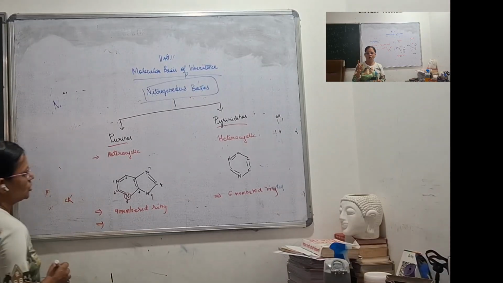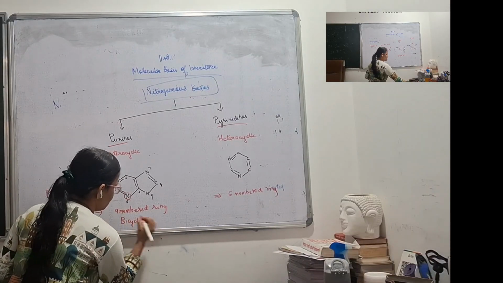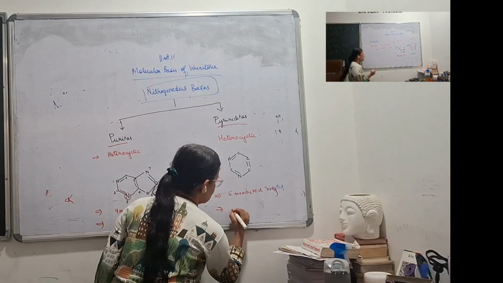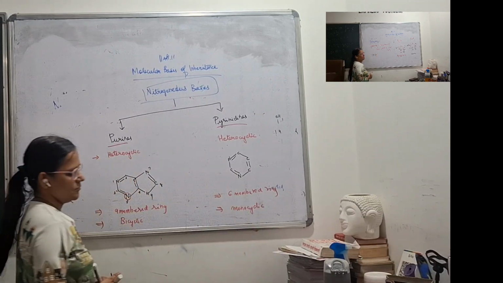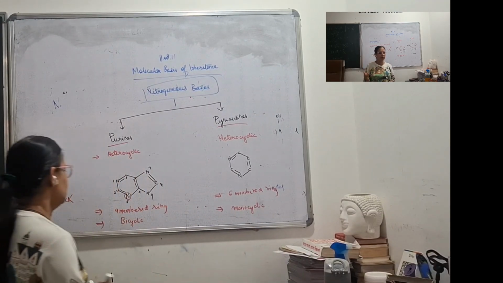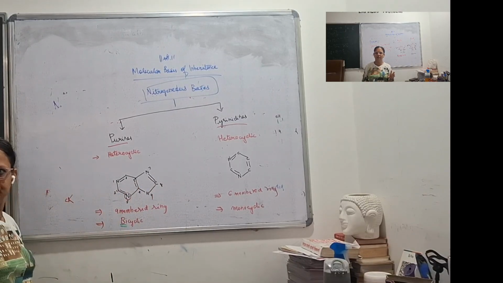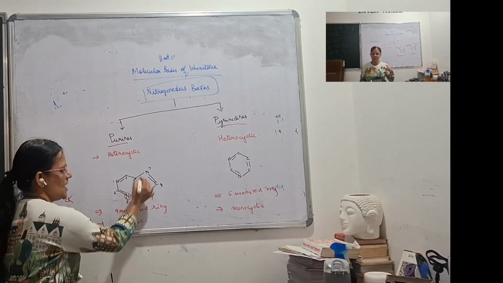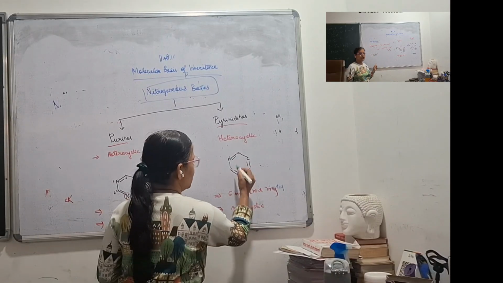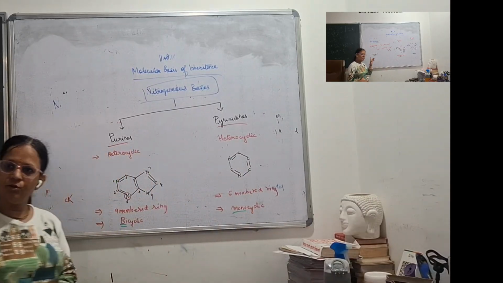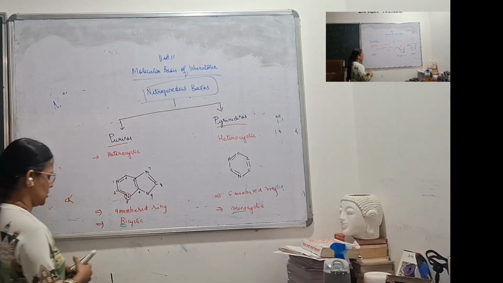Then I'll use one more term. These are bicyclic and these are monocyclic. How? Bi meaning two. Okay. So I am having two ring structures. One ring and second ring. So this is bicyclic. I am having only one ring over here. So this is monocyclic.